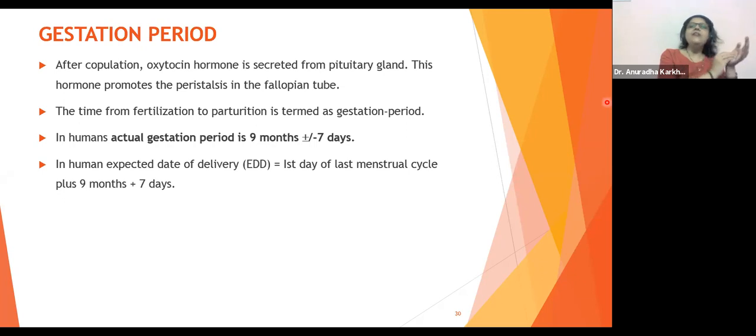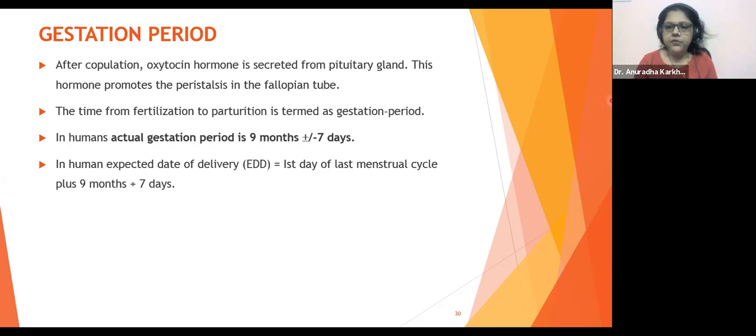Now, definitely we know that on the first day of the menstrual cycle, surely she's not going to get pregnant, because ovulation only will be done after 15 days. On the 14th day, the ovulation will take place. But still, the calculation of EDD is done in this way. First day of the previous menstrual cycle plus 9 months plus 7 days. Okay, got it? That is how the EDD is calculated.